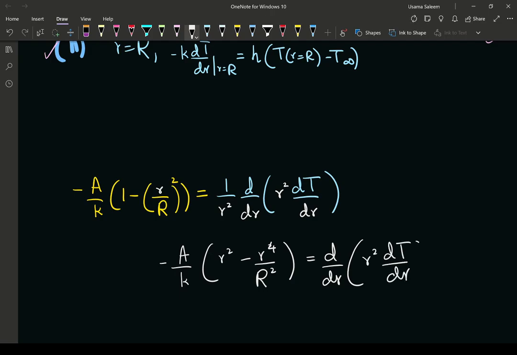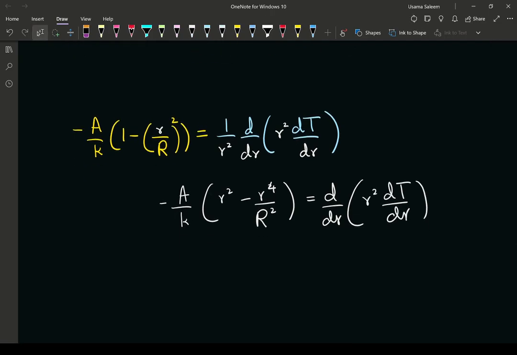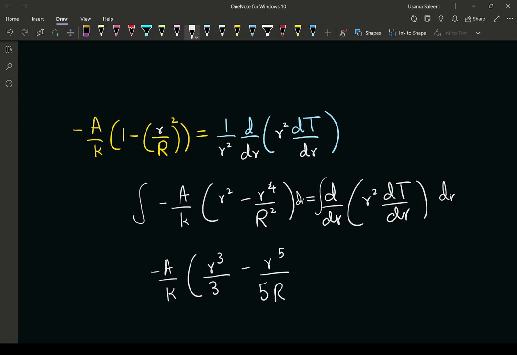Great. Okay, our first integration. All right, we're going to perform our first integration with respect to r. Integrate this with respect to r and integrate that side with respect to r. So the left side becomes negative A over k times r cubed over 3 minus r to the power 5 over 5 capital R squared, plus the constant of integration. And let's use a different color for that. C1 is my first constant of integration. Of course, that's going to be equal to r squared times dT/dr.